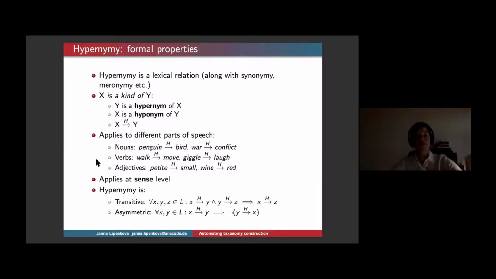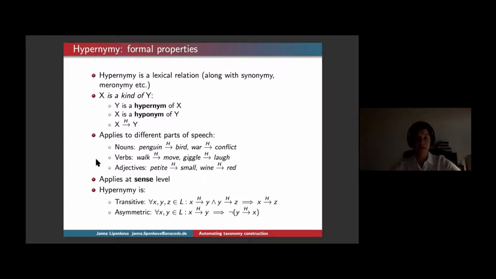Hyperonymy can apply to different parts of speech. So the prototypical hyperonymy is the one on nouns. So for instance, a penguin is a hyponym of a bird, a subcategory of a bird. A war is a subcategory of a conflict, but it can also apply to other semantic parts of speech like verbs. For instance, walking is a kind of moving, jiggling is a kind of laughing, and so on. Adjectives, petite is a subcategory of small, wine is a hyponym of red, and so on.